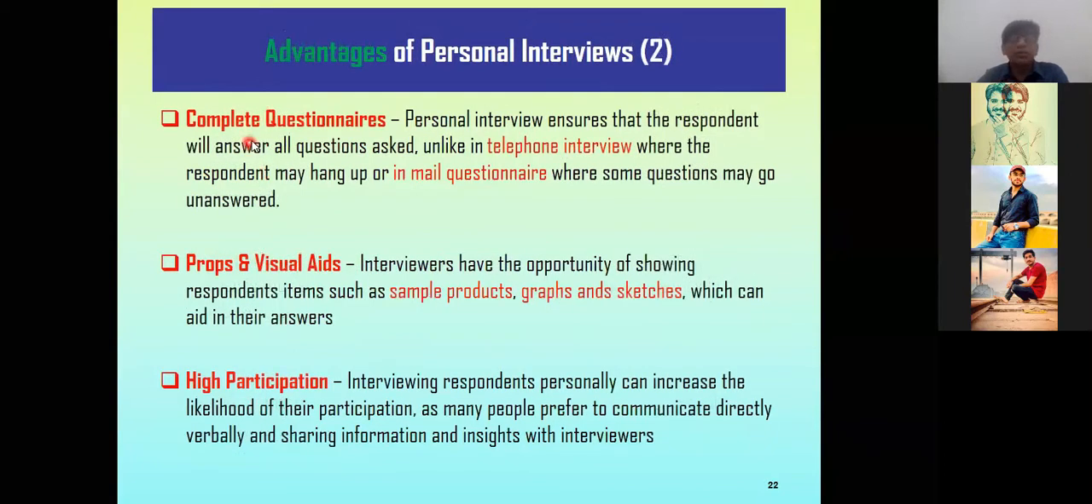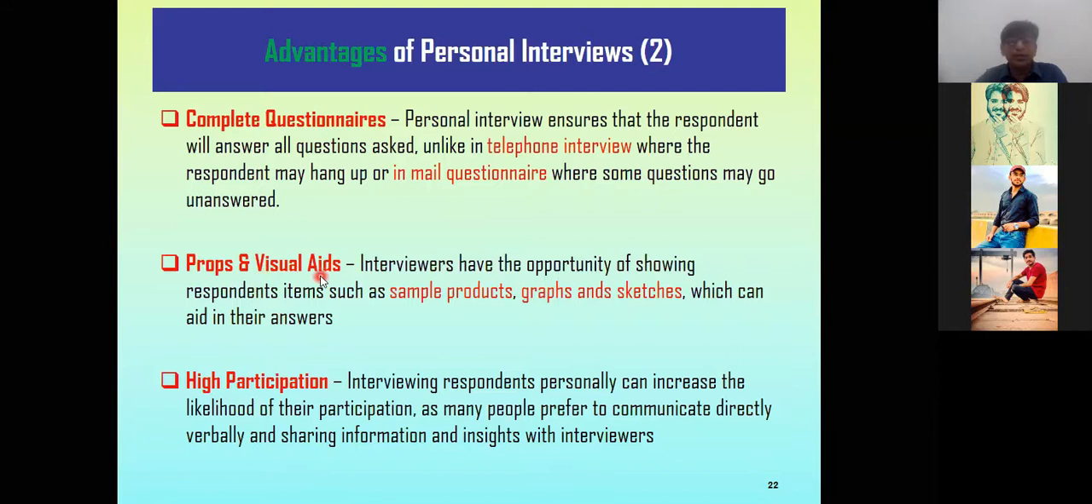Okay, the complete questionnaire: you can ask all the questions which are written or which are in your mind, which you want to ask the interviewee. But it's not possible in the telephonic interview, because it happens that if you ask some questions, after a certain time the call may be disconnected by your interviewee for any reason. And the same problem is also in the mail or email interview. Sometimes people, even after receiving the questionnaire, are not ready to answer it.